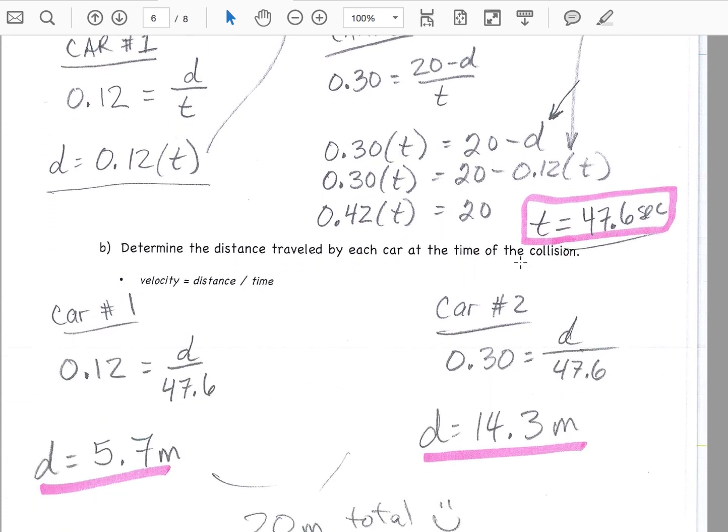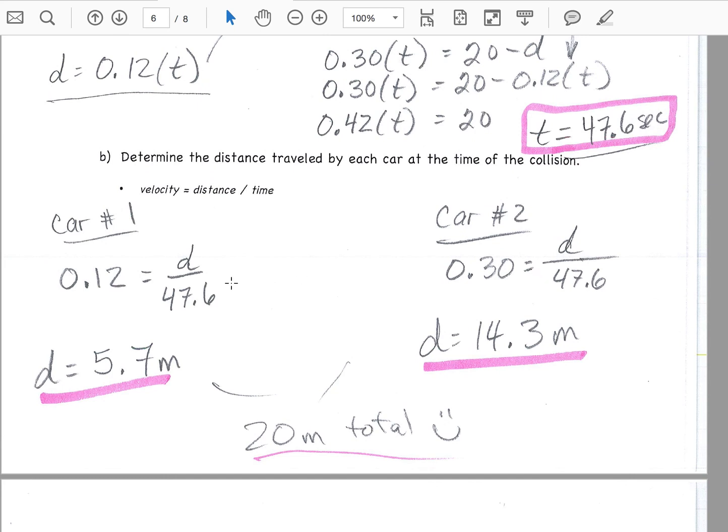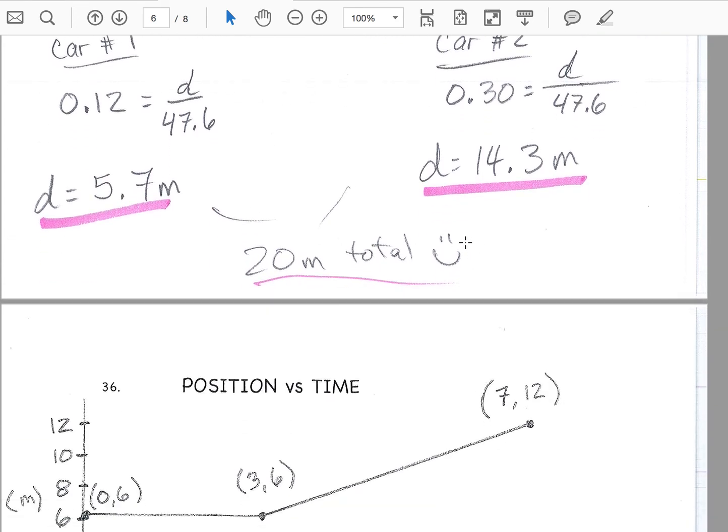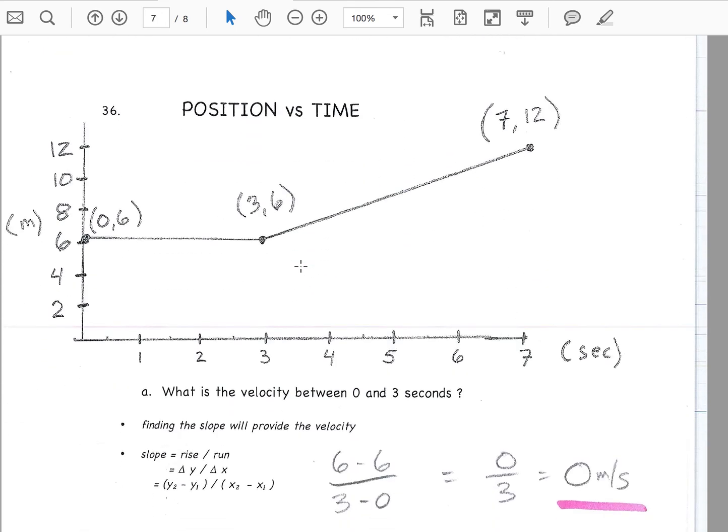And then once you know the time, then you can substitute that in for each individual velocity to get the distance each car moves. A good way to check yourself is the distance should add to the total distance.